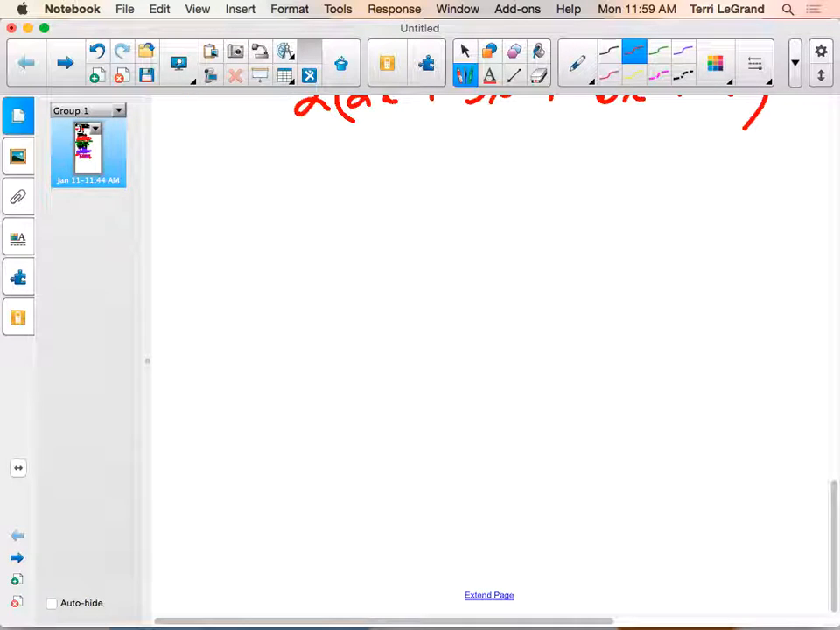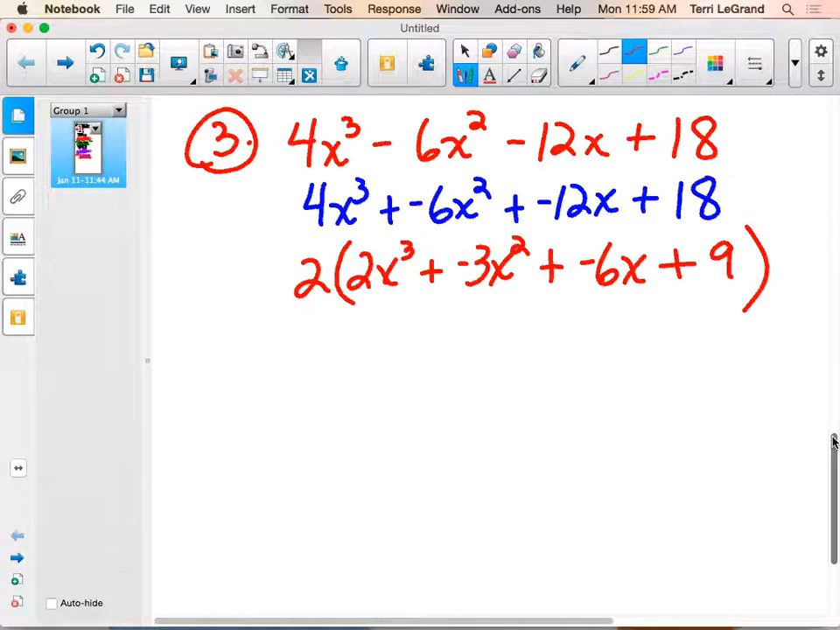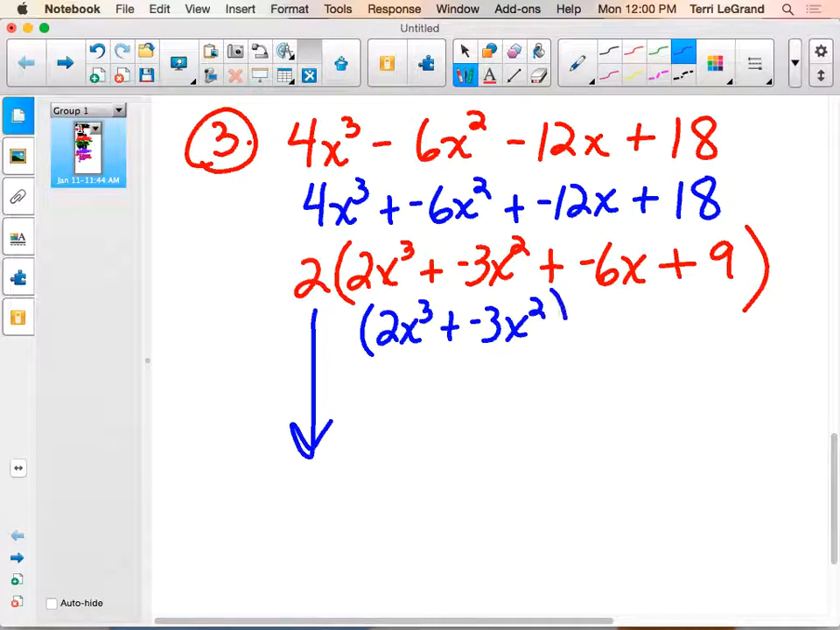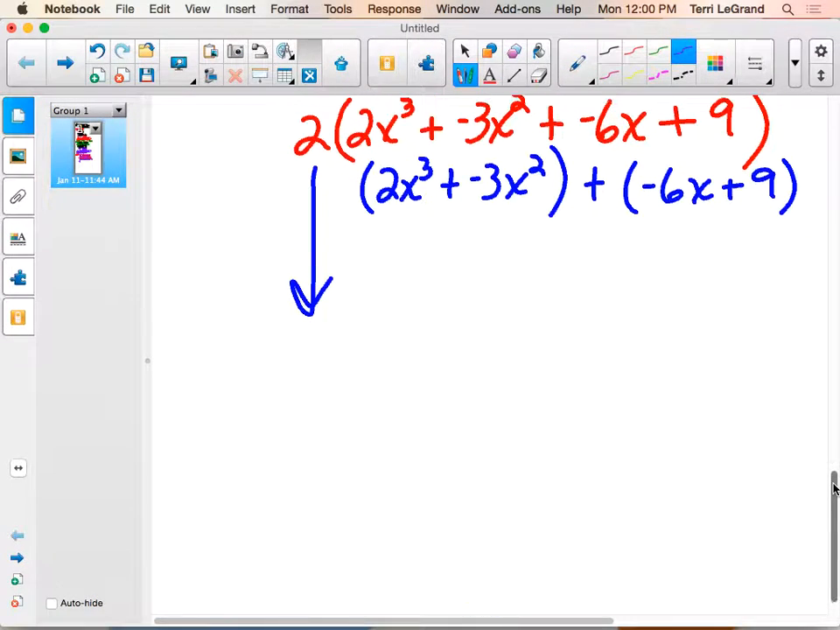Okay, now we're ready to say, you know what, that GCF, we can't forget about it, so we'll arrow it so we don't forget about it. And then we will look at it and say we have a how many term polynomial? 4, which means we need to try factoring by grouping, right? Okay, so we'll make our groups. 2x cubed plus negative 3x squared. Here's a group. And then negative 6x plus the 9. Go ahead and factor that one by grouping, because I'm feeling like you know how to do this without me now.